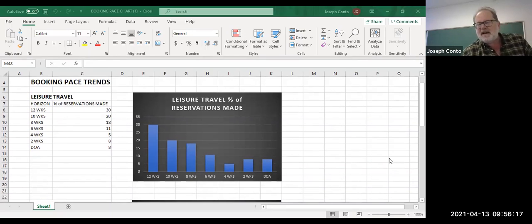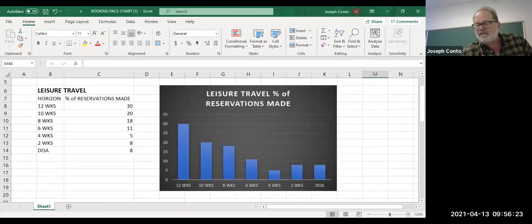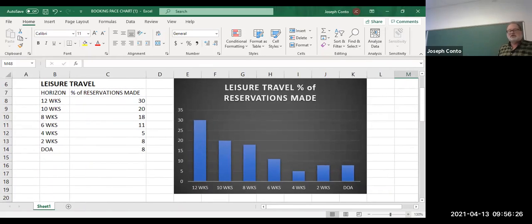These numbers are just represented here in a graph, and we have everything from 12 weeks out to DOA, which stands for date of arrival. And we see that for leisure travel, the percentage of reservations made, this is just in general, I measured this year after year after year, and find out that 12 and 10 weeks out is probably how far out our leisure travel is made. So depending if we're going into a time period that is lower, I can probably say, you know what, most people are going to make, remember that date of arrival way at the end, that is the percentage of people who just show up on that day looking for a room. Most people book 10 to 12 weeks out.